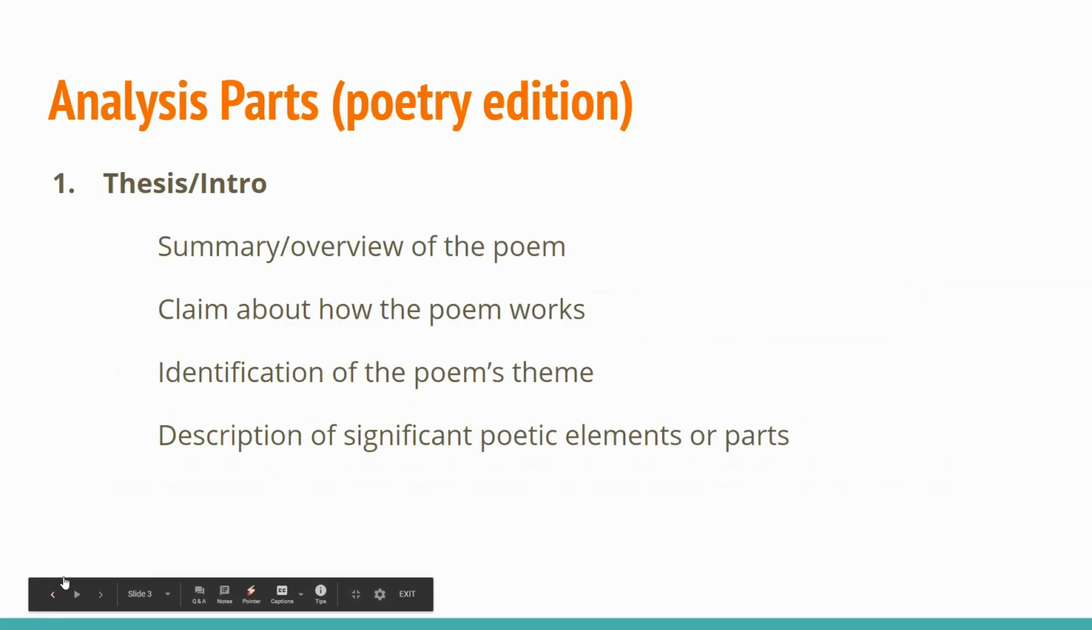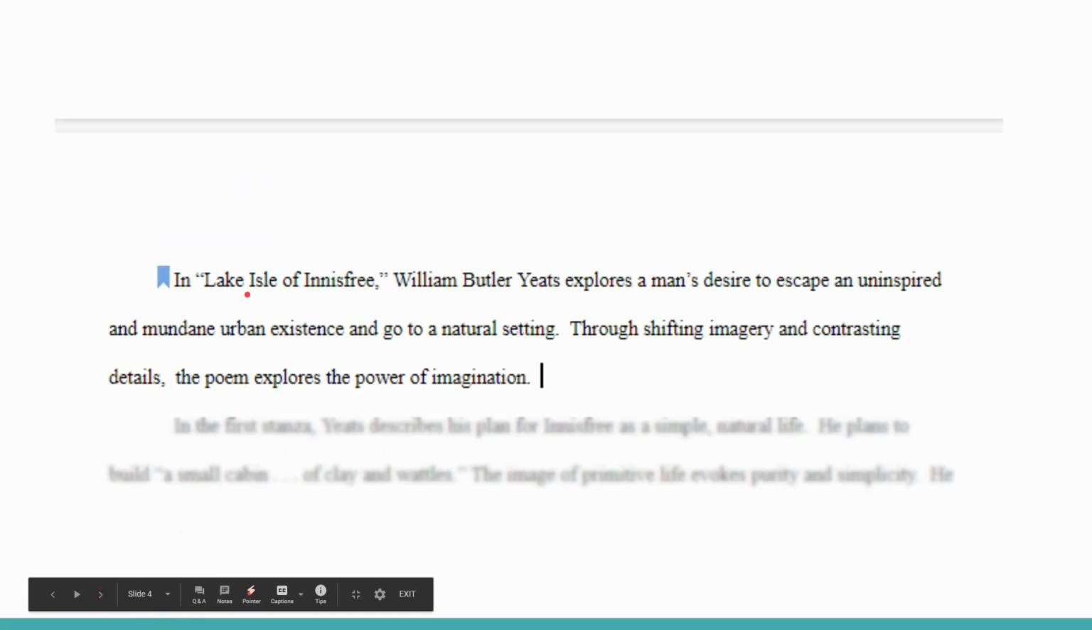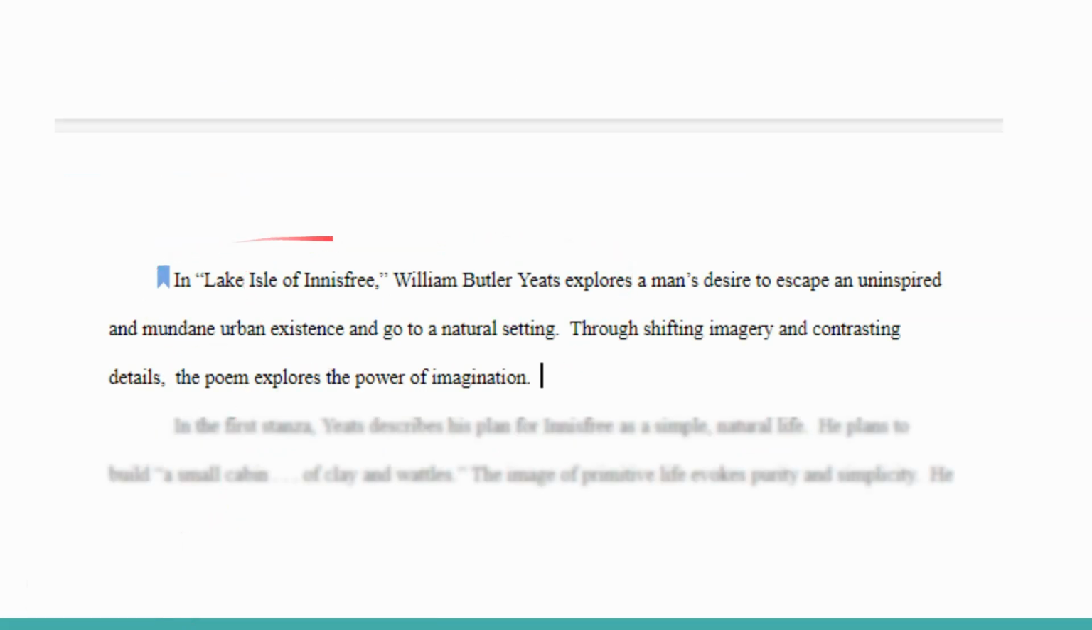So let's look back at the parts that are supposed to be there. A summary or overview, claim about how it works, identification of the theme, and description of significant poetic elements or parts. Here's my overview, right? Exploring a man's desire to escape a boring existence, go to a natural setting, right? So that's the overview, very broad overview, right?